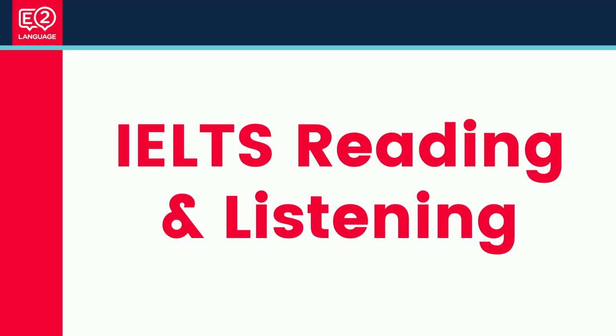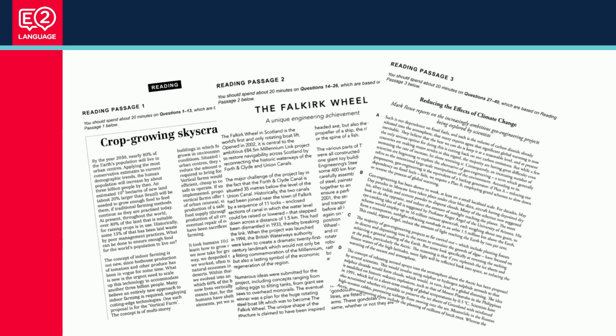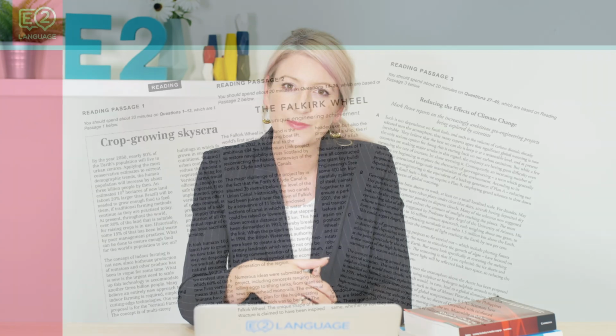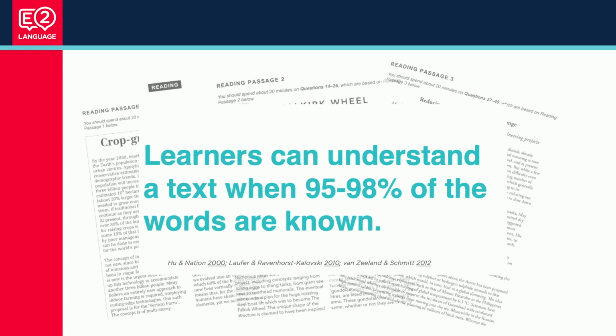On to IELTS reading and listening. Let's consider IELTS reading first. Now, in academic reading, you get 3 pretty big texts, 1, 2, 3, and you probably won't know every word. In fact, there are often words that even native speakers don't know in the reading texts. And it's not essential to know 100% of the words when you're reading, but you do need a certain percentage to be able to understand the text. This is called lexical coverage. Researchers vary, but most estimate that learners can understand a text when 95 to 98% of the words are known.